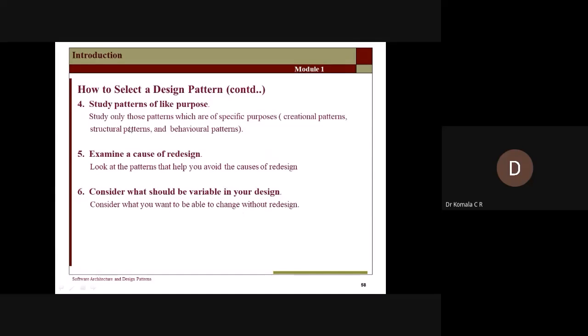So what are the things we discussed? Study patterns of like purpose. You should see which pattern names are used for which specific purpose, which patterns come under creational, structural and behavioral patterns. Then you should also choose an approach, static or dynamic, based on the requirement to avoid the causes of redesign. Then you also have to consider what should be variable in your design, whether you are going to vary the objects or you are going to vary the class, whether the pattern should be applied to class or to the object.